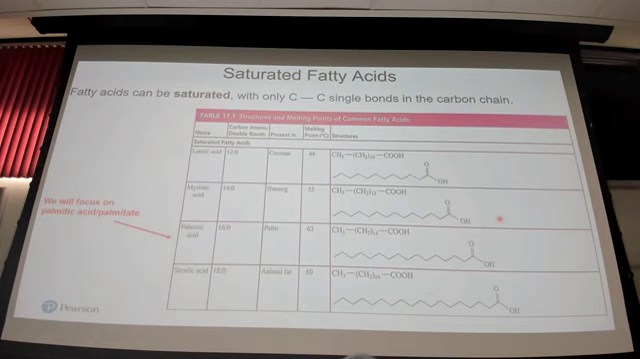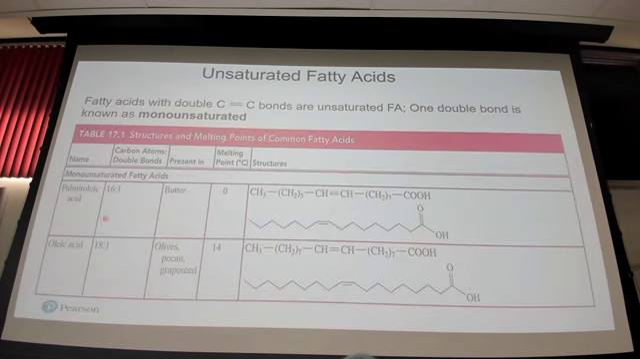So we're going to talk about saturated fatty acids first. Saturated fatty acids, again, have a single bond. We're going to talk about palmitic acid or palmitate, which is found in, of course, palm trees or palm oil. And so it's 16 carbons long here, and this 16:0 represents 16 carbons long, no double bonds.